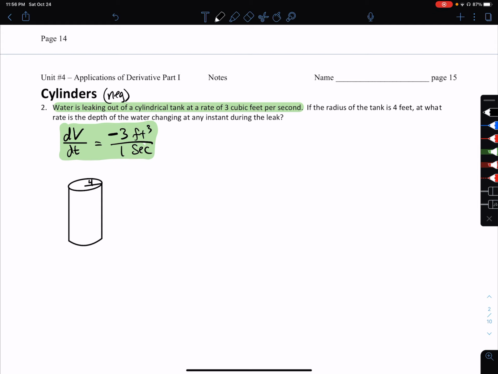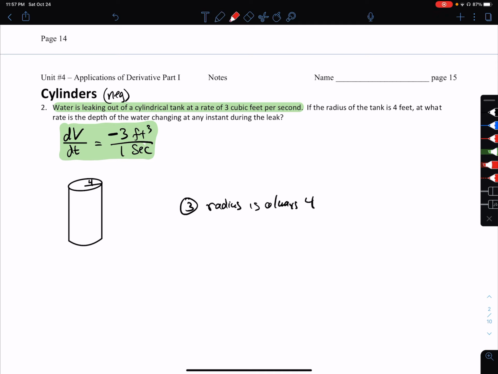Well, on the steps that I gave you for the previous problem, step 3 was identify, if any, which of the variables in the problem remain constant. So I'll just write that down now, that the radius is always 4.